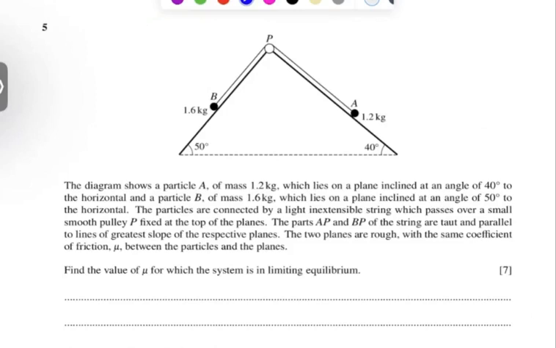Okay, so the diagram shows a particle A of mass 1.2 kgs. It lies on a plane, and then we've got B of 1.6, lying at 50 degrees. The particles are connected by a light string passing over a pulley P. The parts AP and BP of the string are taut and parallel. The two planes are rough. Okay, great. Well, that's not what I was hoping for, but that's fine. They've got the same coefficient, mu, between the particles, and they haven't given it to us. Find the value of mu for which the system is in equilibrium.